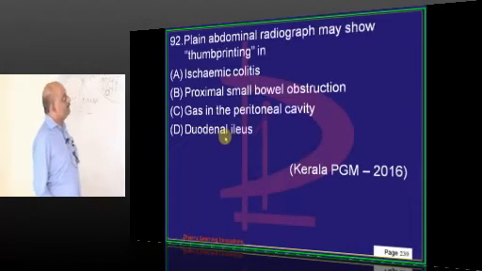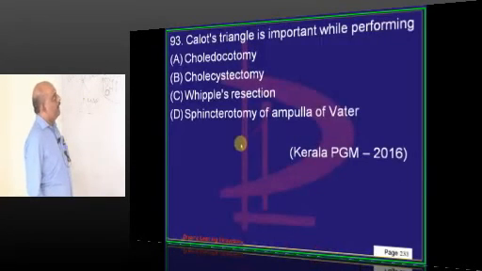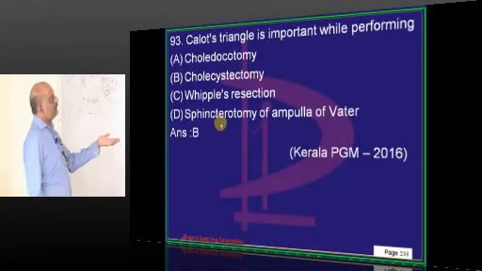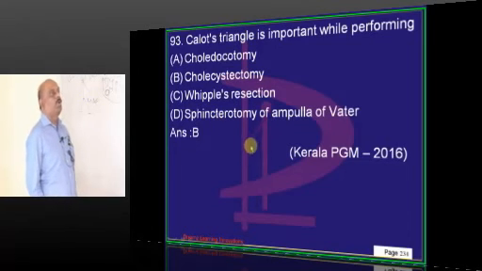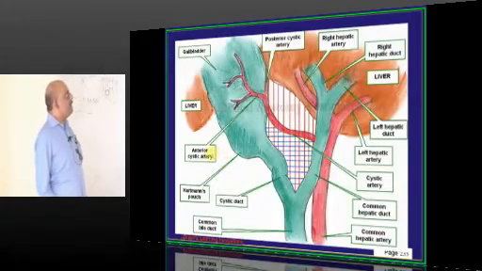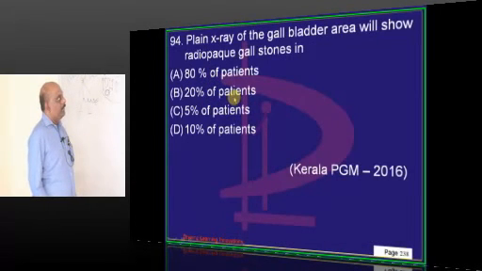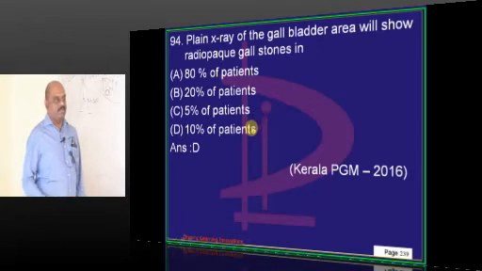Intestinal obstruction is mostly due to adhesions. Thumb printing is in ischemic colitis. Calot's triangle has great importance because the gallbladder and cystic artery are closely related. So in cholecystectomy it is important to know Calot's triangle. Radio opaque gallstones are 10%. Similarly, kidney stones, what percentage are opaque?